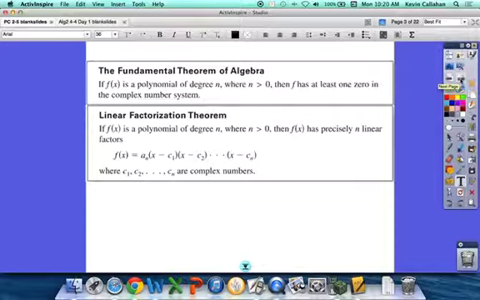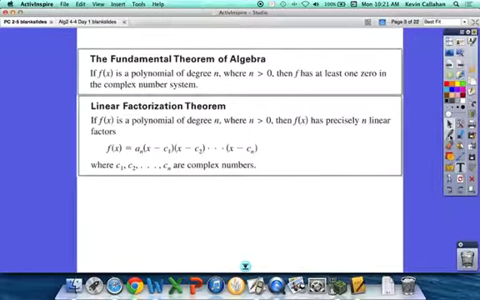One of which we definitely use and teach is called the fundamental theorem of algebra. But if you read the fundamental theorem of algebra, you don't quite get the sense of how we use it, right? It says, if f of x is a polynomial of degree n, where n is greater than 0, then f has at least one zero in the complex number system. Okay, not exactly what we take from it.